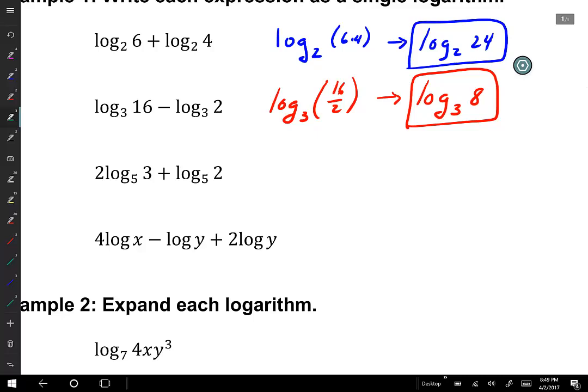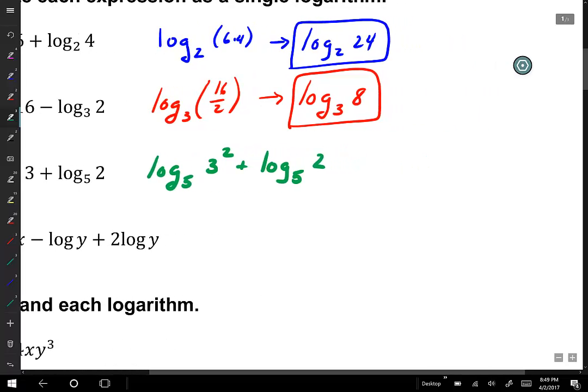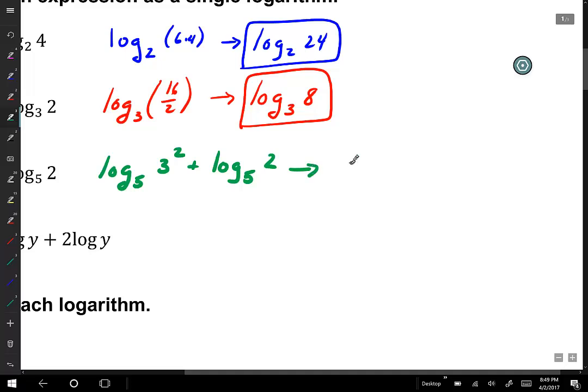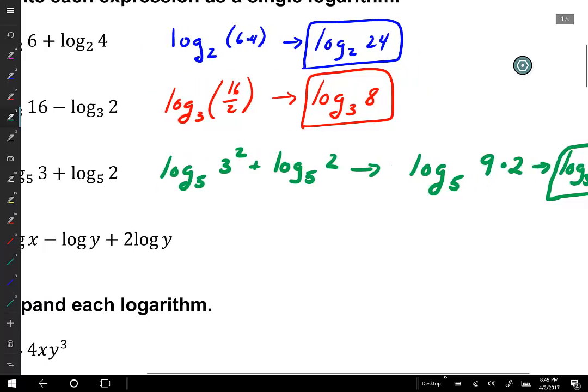Our third one, we have a number out front. Perhaps you remember what that is. That means that is an exponent on the inside. So that's going to become the log base 5 of 3 squared plus the log base 5 of 2. And maybe you could think about doing this in one step, but either way, this is the log base 5 of 9 times 2, which is the log base 5 of 18. Some of you very well may be able to do that in one step, but I'm just showing you the multiple step process to make it straightforward for you.